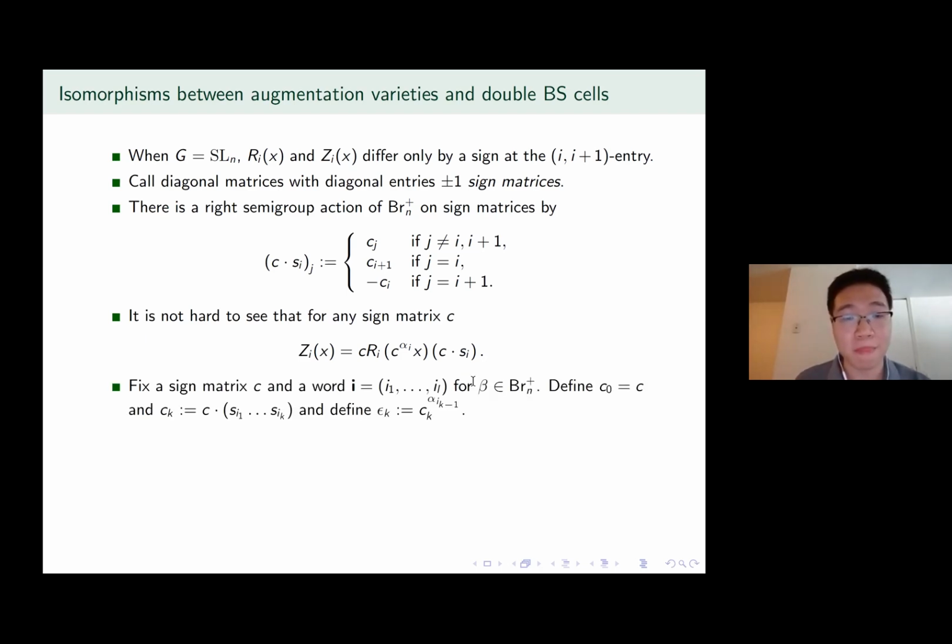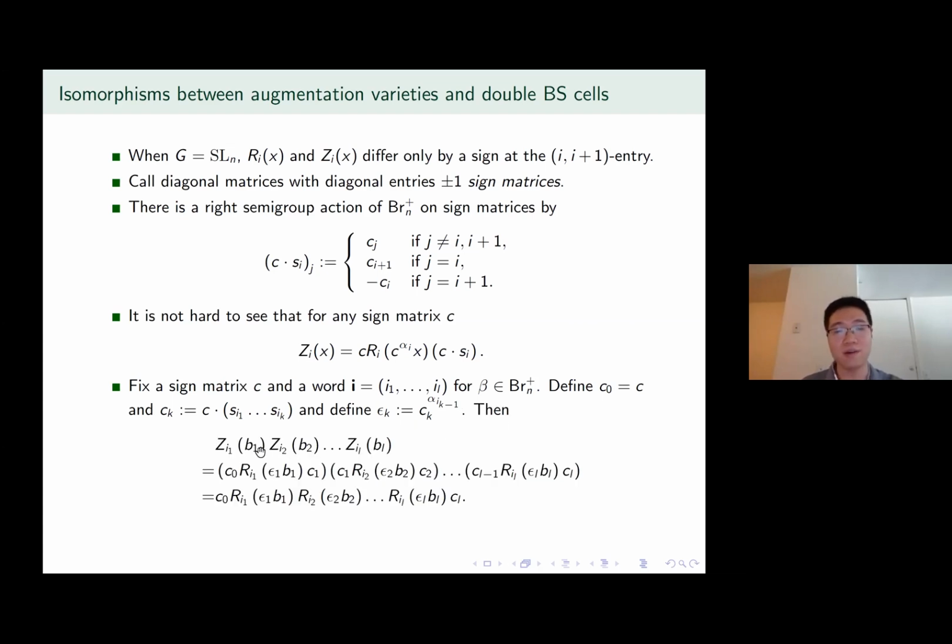Okay. So now you fix a sign matrix C, and then you fix a word for beta. You let C0 be C itself, and then let CK be the result of acting on the right by a subword, from I1 all the way to IK. So this is a positive braid, you act on C by this, and then you define epsilon K to be the sign of C K to the alpha I K minus 1. So this epsilon K is either plus 1 or minus 1, basically.